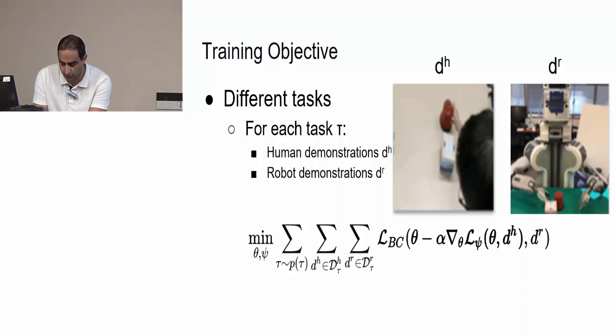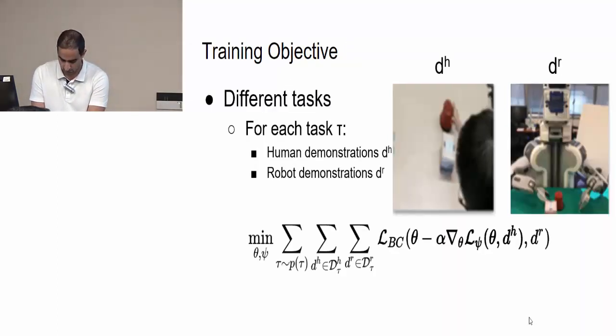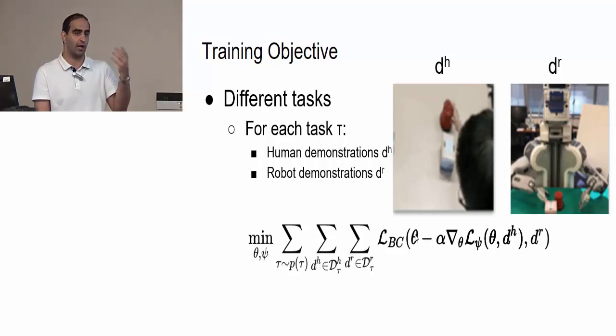So by backpropagation, we learn two things. One of them is parameter theta, and the other one is the psi parameter for our loss function. So you will do this summation for each task. You will have the demonstration of the robot and the demonstration of the human. For all tasks, we want to find a theta parameter which is not good for only one specific task, but is good to perform gradient descent on and adapts to a new task.